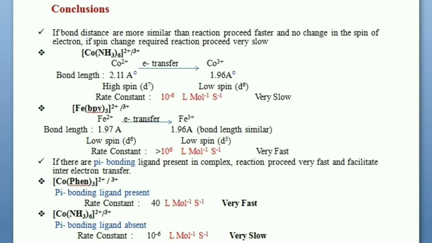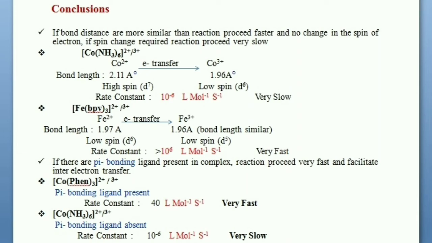After understanding various mechanisms of outer sphere type reaction, we can conclude the topic with a few points. If bond distance is more similar and no spin change is required, the reaction proceeds very fast. Otherwise, the reaction will be slow. Consider electron transfer between the hexaammine cobalt 2 plus complex and cobalt 3 plus complex. Here, the bond length of cobalt 2 plus is 2.11 Å and cobalt 3 plus is 1.96 Å, meaning a larger difference in bond length.